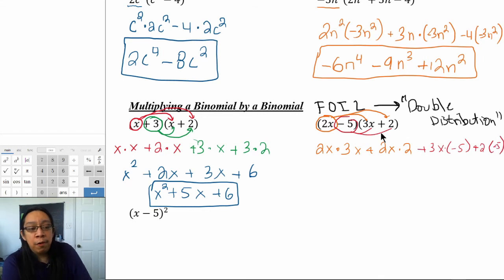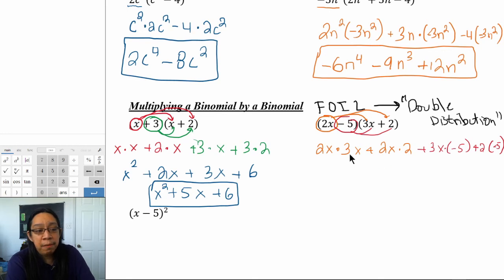If you're following FOIL, this is the F in FOIL, the first terms of each grouping. This is the O in FOIL, the outer terms of the groupings. This is the I in FOIL, the inner terms of the groupings. And then this is the L of FOIL, the last two numbers of each grouping.